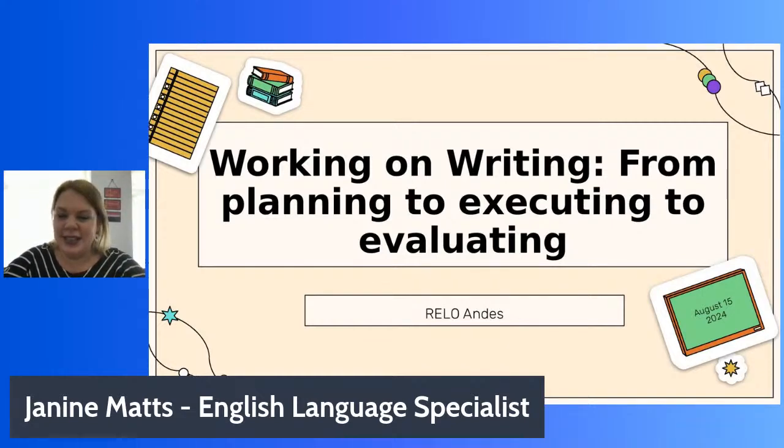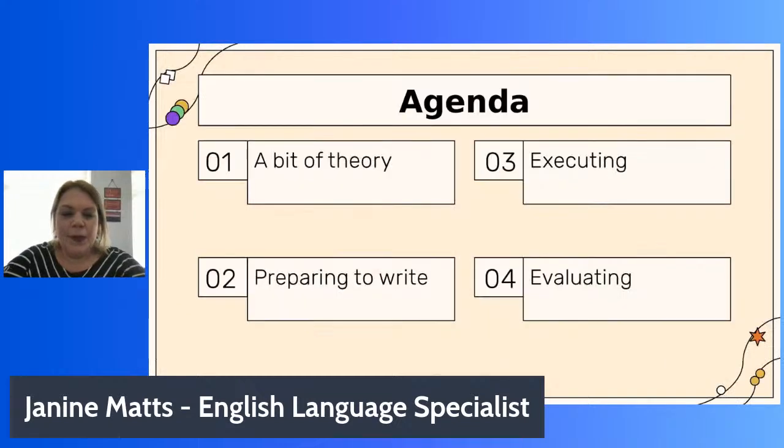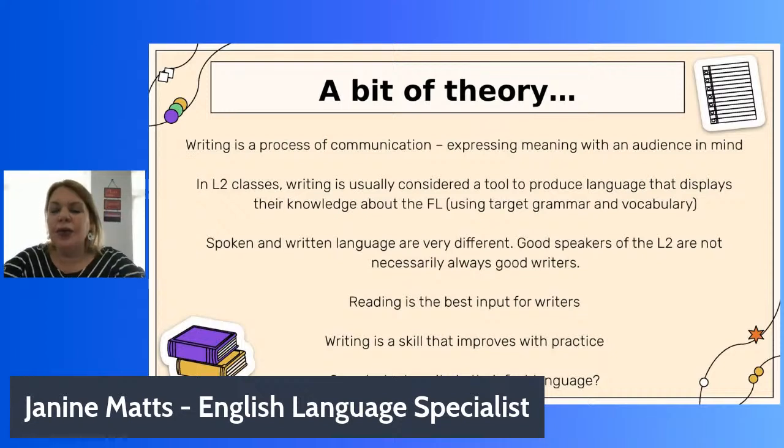Okay, let's get started. What are we going to talk about in today's webinar? A little bit of theory. We need to start with a little bit of theory to better understand why we do certain practices, right? We're going to talk about preparing to write, the writing process and executing writing. And then we'll talk a little bit about evaluating, including peer review and writing rubrics. So let's start with a bit of theory.